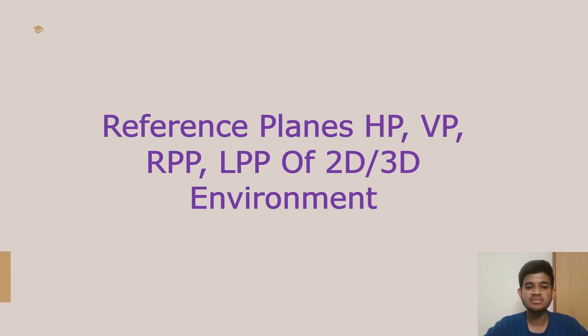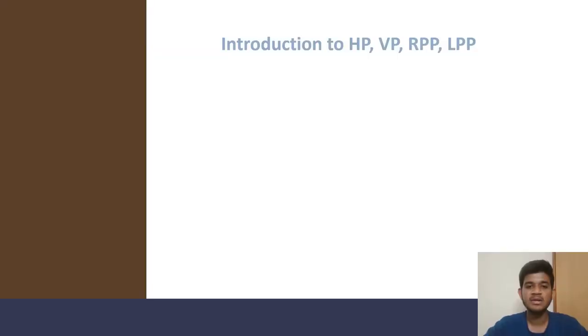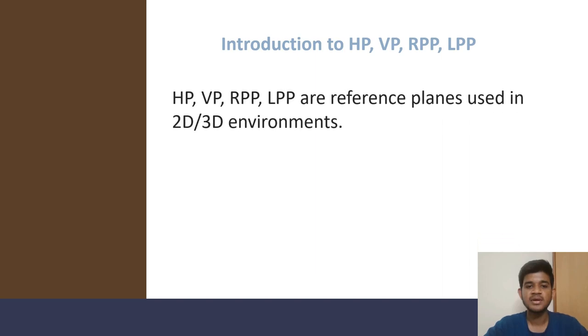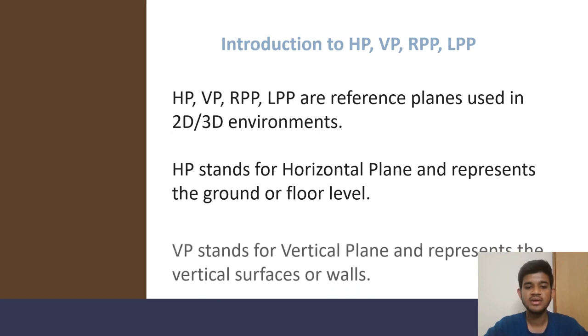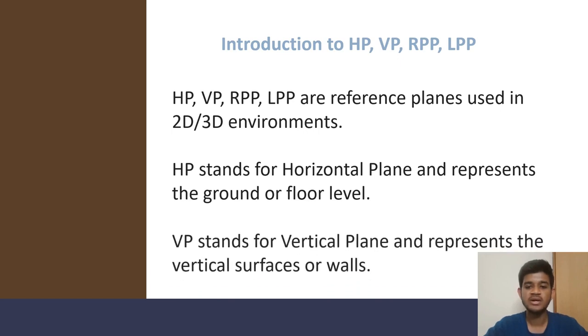Now let us see the reference planes, that is HP, VP, RPP, LPP of 2D or 3D environment. Now let us see the introduction to HP, VP, RPP and LPP. HP, VP, RPP, LPP are reference planes used in 2D or 3D environments. HP stands for horizontal plane and represents the ground or floor level. VP stands for vertical plane and represents the vertical surface or walls.